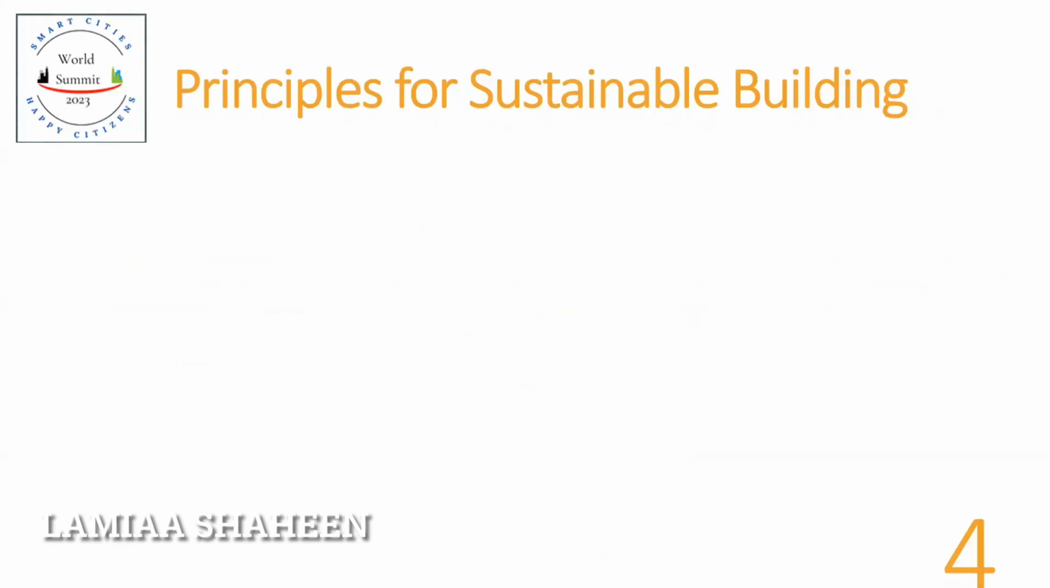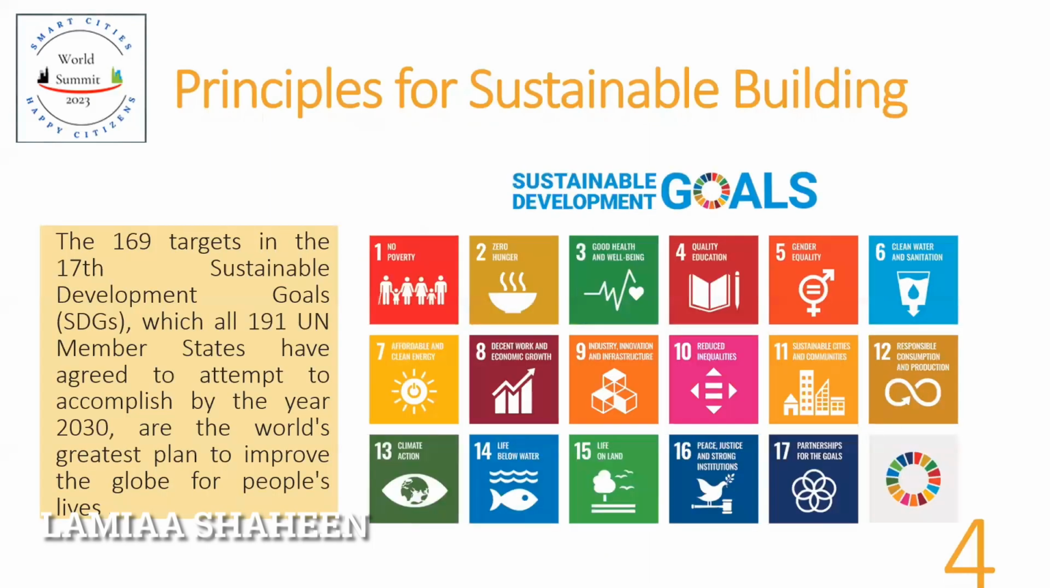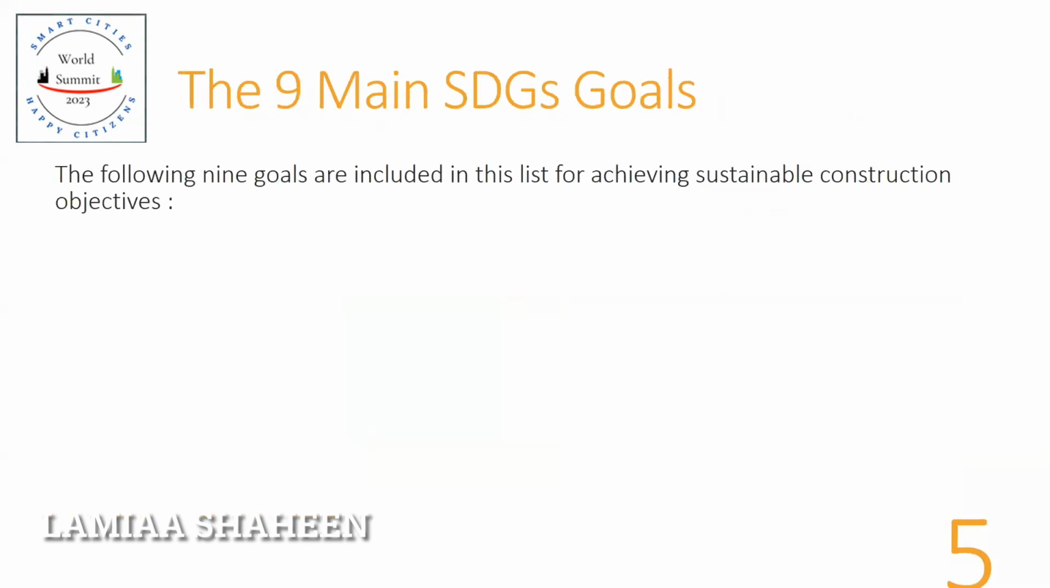Principles of sustainable building. The 169 targets in the 17 Sustainable Development Goals (SDG), which all 191 UN member states have agreed to attempt to accomplish by the year 2030. Here are the 9 main Sustainable Development Goals.